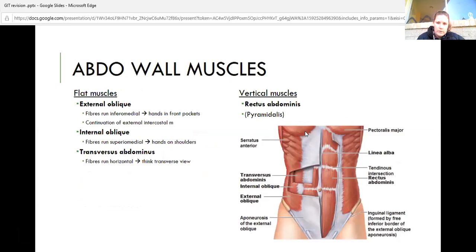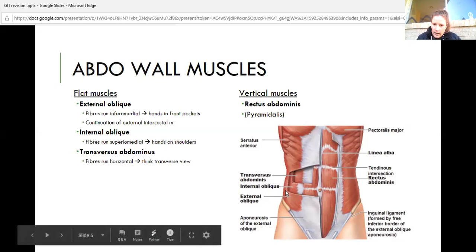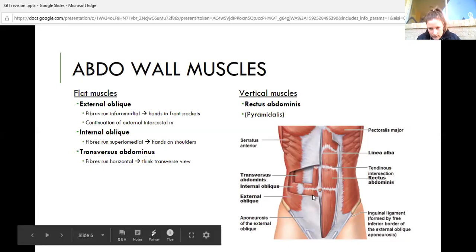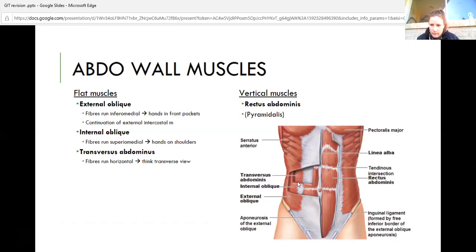So in terms of the muscles, it's similar to the thoracic cage. You've got your external obliques and they run inferior medially. If you imagine putting your hands in your front pockets, that's the direction they run. And then you've got your internal oblique, which is the opposite. And then you've got your transverse abdominis, which runs horizontally. And then in the center, you've got your rectus abdominis and your pyramidalis, but it's a bit of a myth, I think.